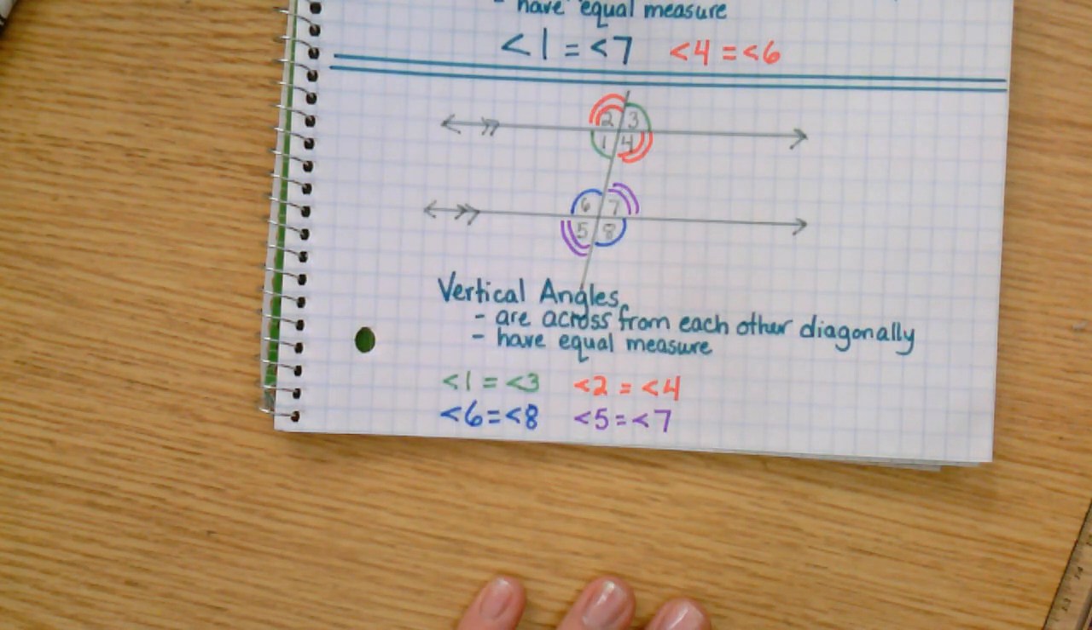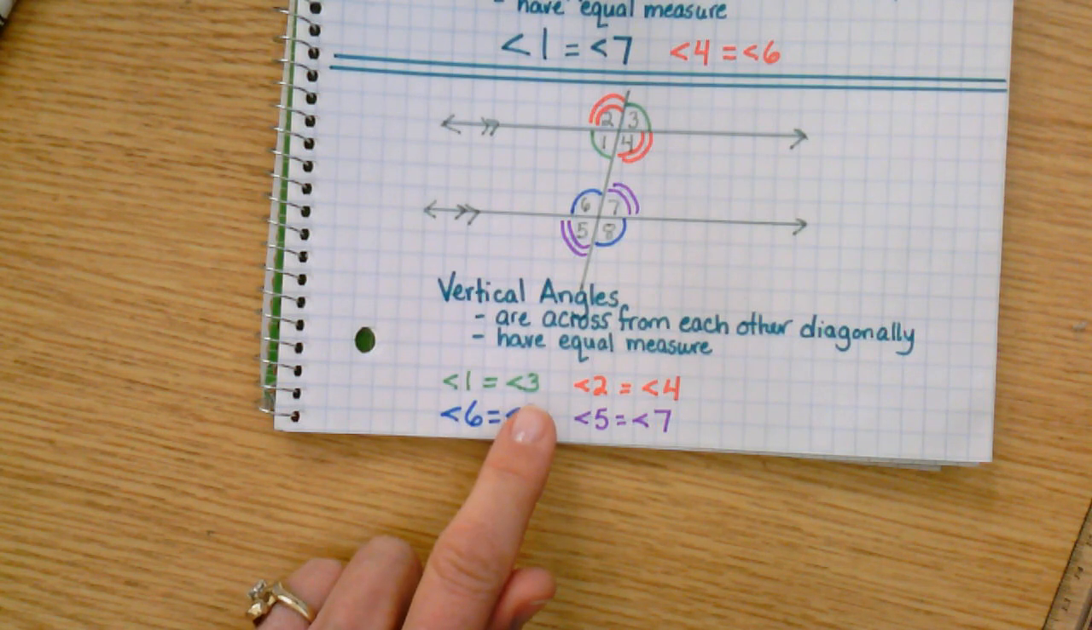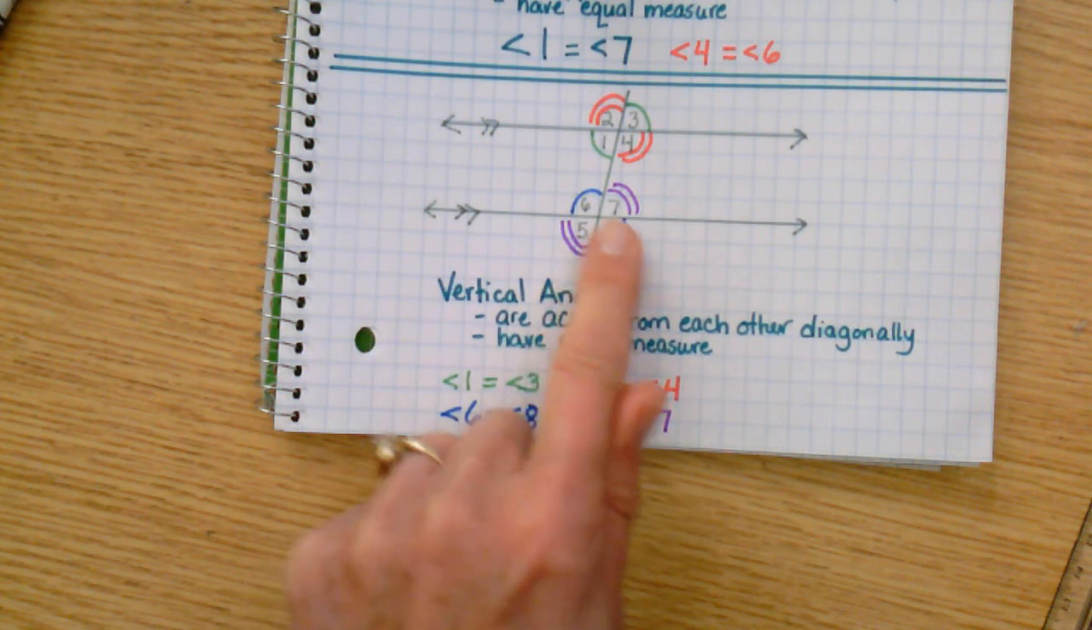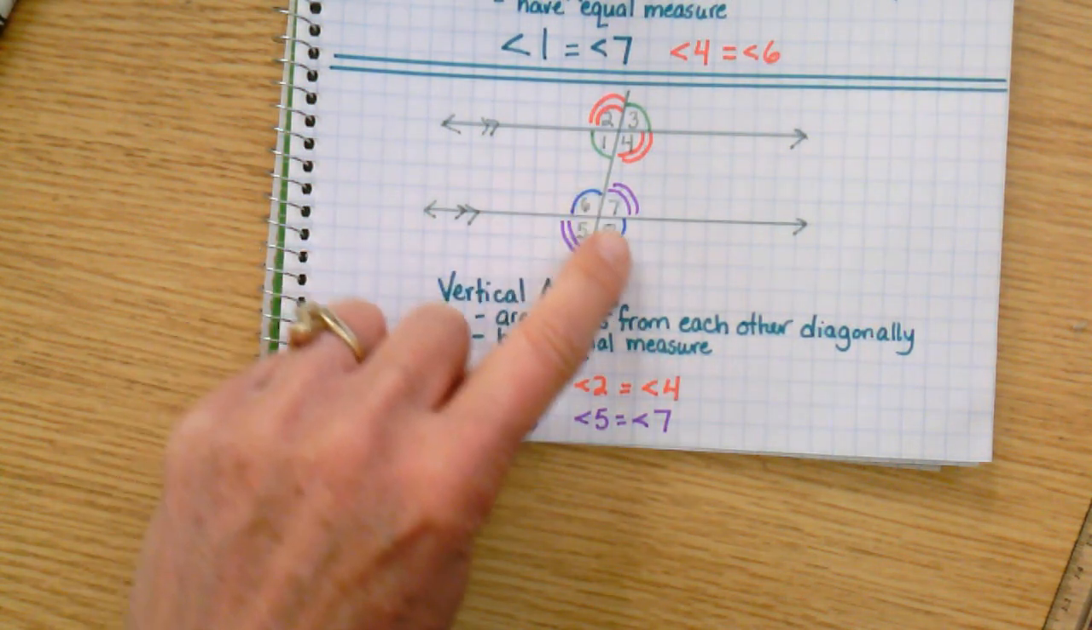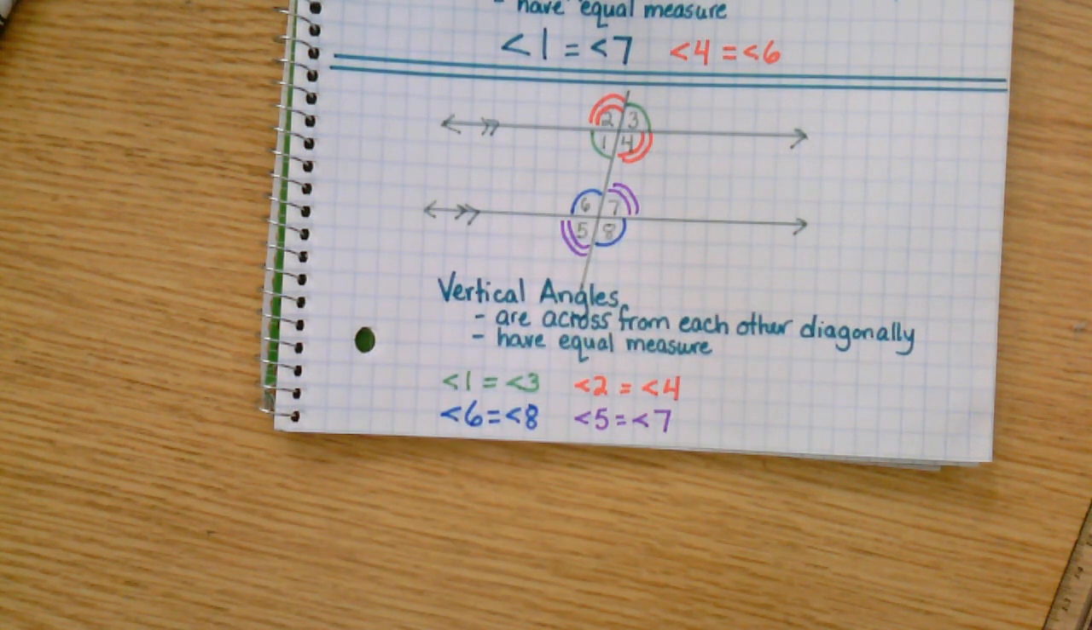Let's see if you got them all. So, in this diagram, we saw that 1 and 3 were vertical angles, 2 and 4 are vertical angles, and in the lower section, angle 6 is a vertical angle to angle 8, and angles 5 and 7 are vertical angles, thus they are equal to one another.